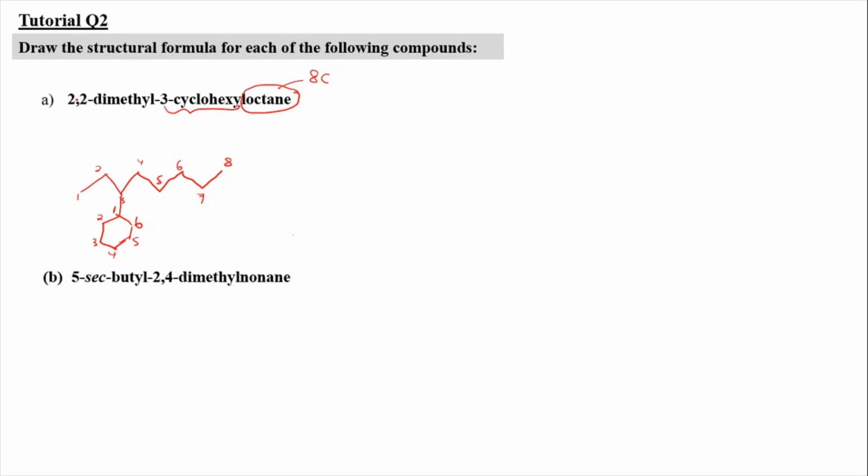Alright, and at carbon number 2, there is dimethyl, which means that it has 2 methyl groups. So 1 methyl group, CH3, but I didn't draw it out, and then another CH3 here. Okay, so this is the structure for the compound stated here. If you were to draw it nicely, you will get something like this. You can label the numbering on your own.